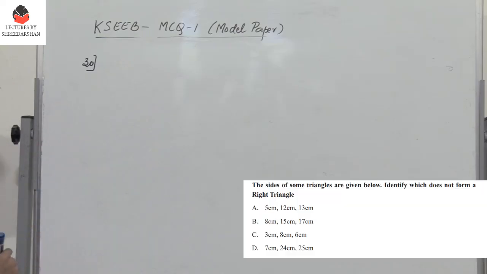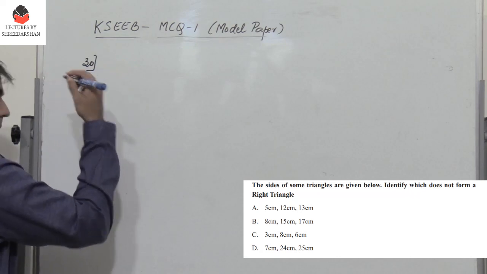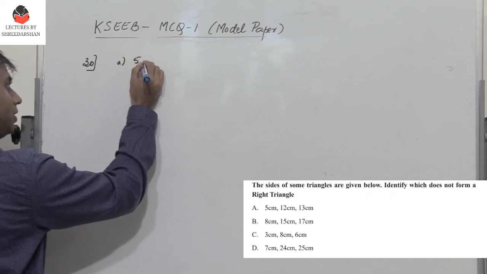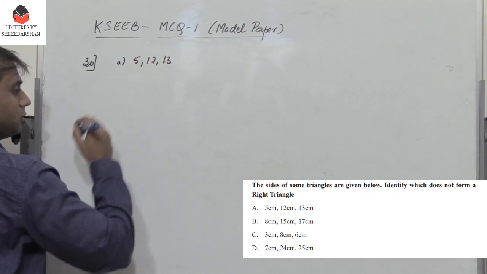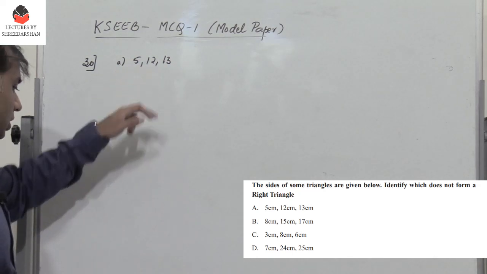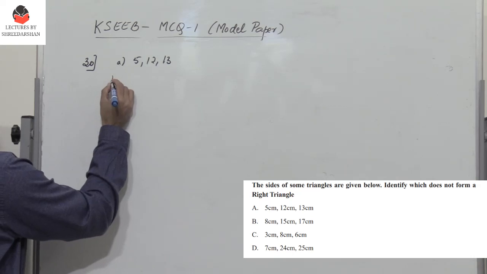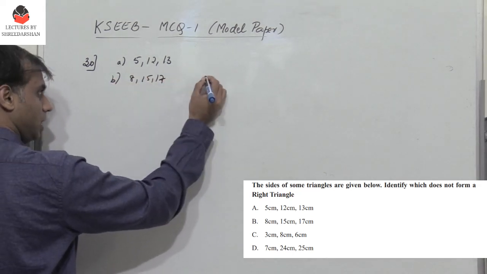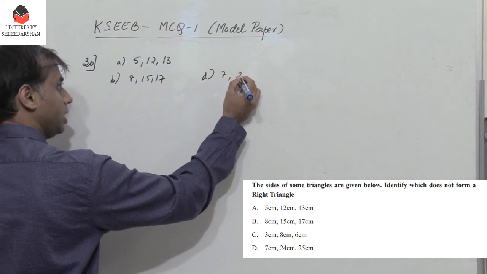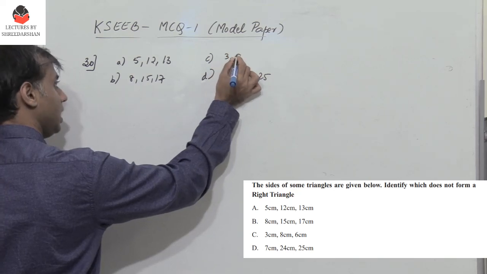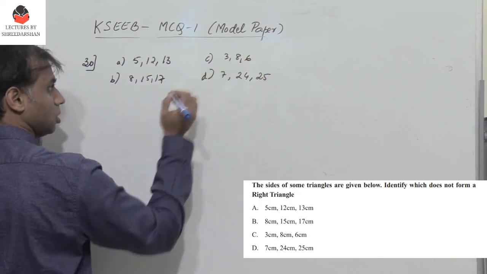Which of them do not form a right angled triangle? So I need to check which of them is not a Pythagorean triplet. So first one, A, 5, 12, 13, of course is a Pythagorean triplet. So if you remember, most of the Pythagorean triplets are known, 5, 12, 13. Next, you have 8, 15 and 17, of course is a Pythagorean triplet. D is 7, 24, 25 is also a Pythagorean triplet. But C, 3, 8, 6 is not.